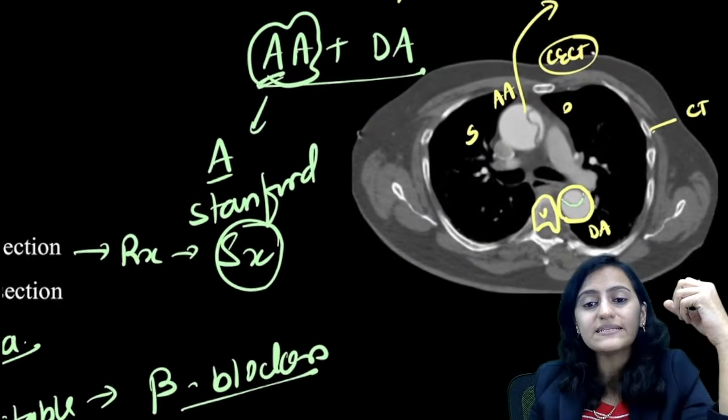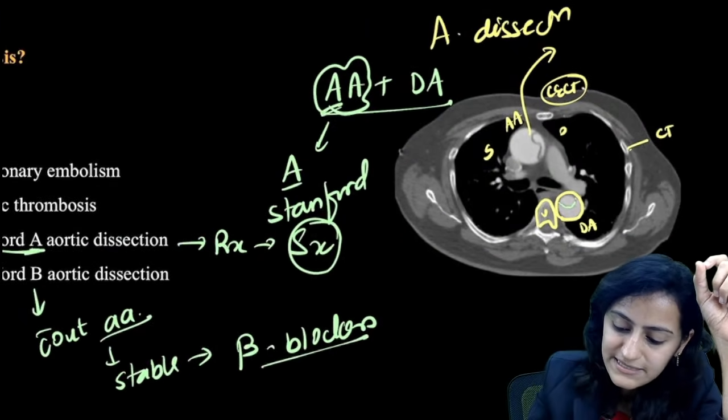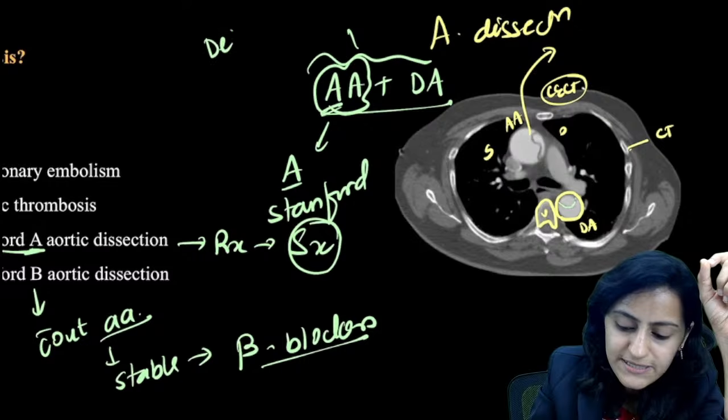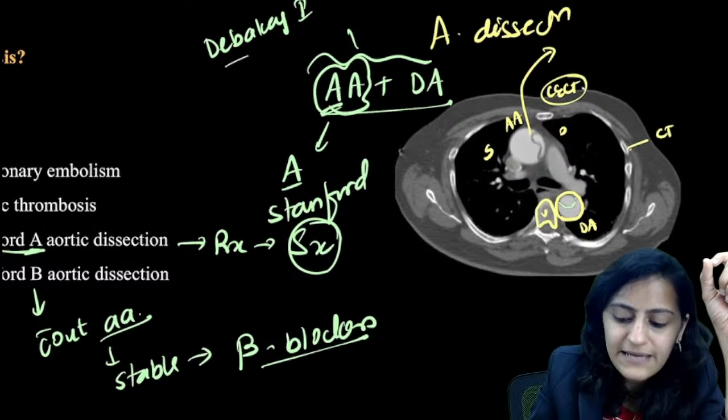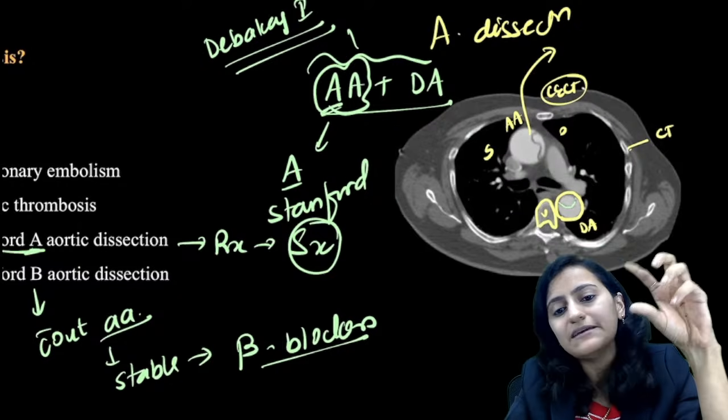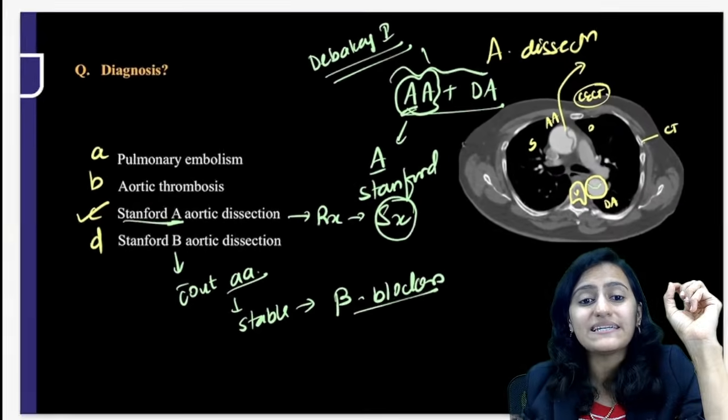So this is both ascending aorta plus the descending aorta. So this is going to be DeBakey type 1. Okay, this is going to be DeBakey type 1 aortic dissection.